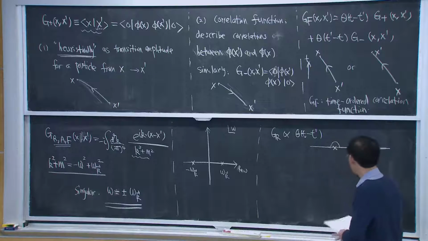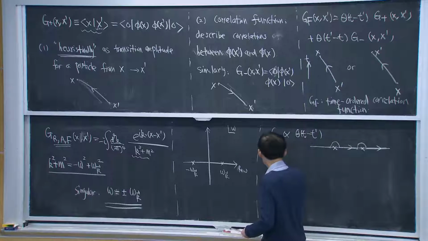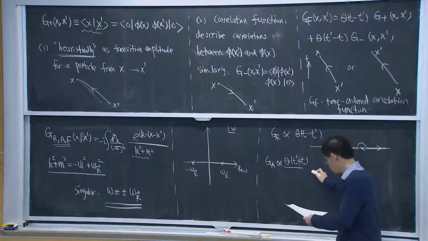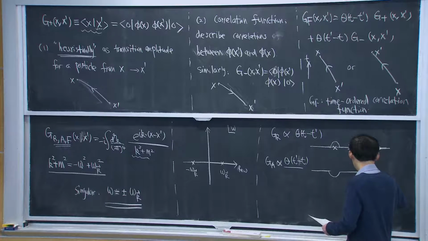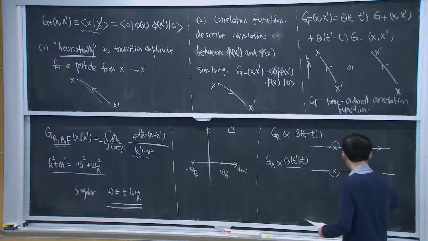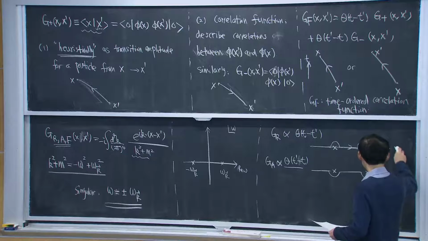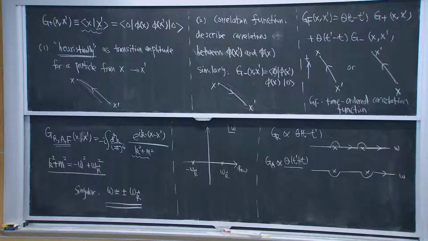And similarly for G_A, which is proportional to theta of t prime minus t, in order to guarantee that, you have to take your contour to be below the singularity. Okay, below the singularity. So this is all on the real omega axis.